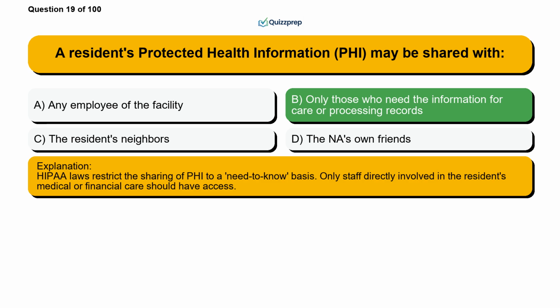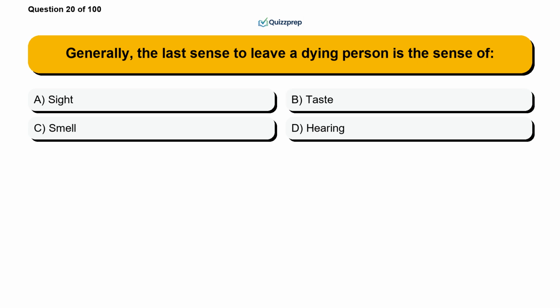HIPAA laws restrict the sharing of PHI to a need-to-know basis. Only staff directly involved in the resident's medical or financial care should have access. Question 20. Generally, the last sense to leave a dying person is the sense of: Option A, sight. Option B, taste. Option C, smell. Option D, hearing.